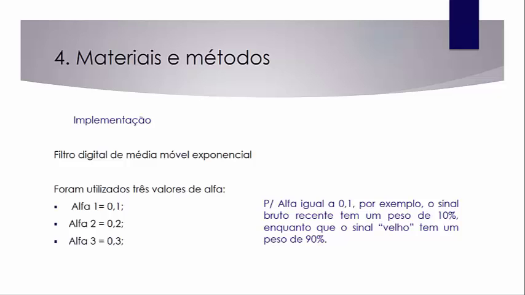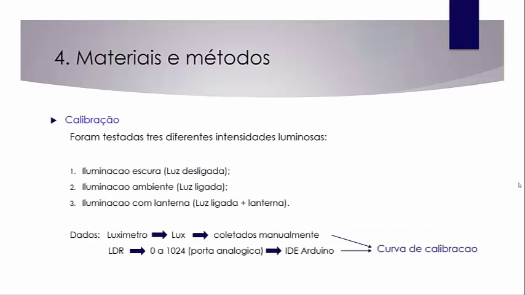With alpha equal to 0.1, for example, the recent raw signal has a 10% weight, while the old signal has a 90% weight. On the calibration, three different light intensities were tested: dark lighting, light off; ambient lighting, light on; and lighting with flashlight, light on plus lantern light.